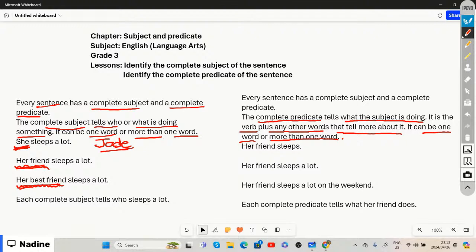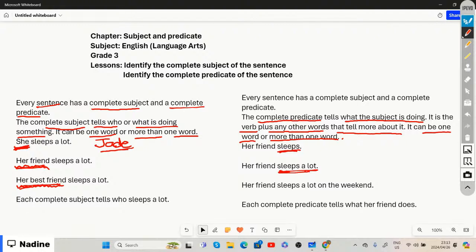And an example is when we say her friend sleeps. So now we need to ask ourselves, who is sleeping? Right? So we said her friend. But now we need to ask, what is the friend doing? So the friend sleeps, right? So sleeps is our predicate, which is our verb. Now we need to ask again, what does her friend do? Sleeps a lot. So sleeps a lot is our predicate.